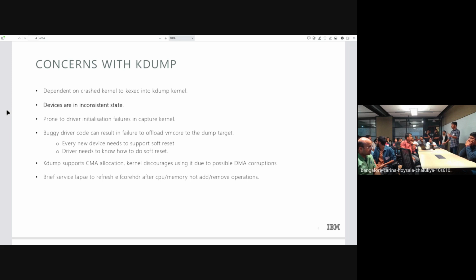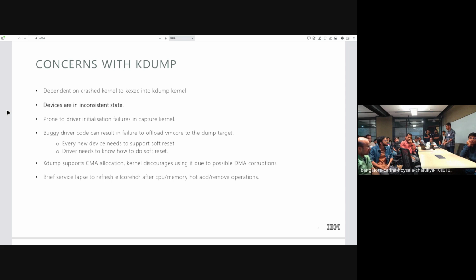But the thing is, in a running kernel, there might be so many drivers, so many devices. All of them need to be good. Quiesce is just pausing the device operations, right? That logic has to come from the drivers. So that again brings us to the same soft reset issues, where the driver might not support it.